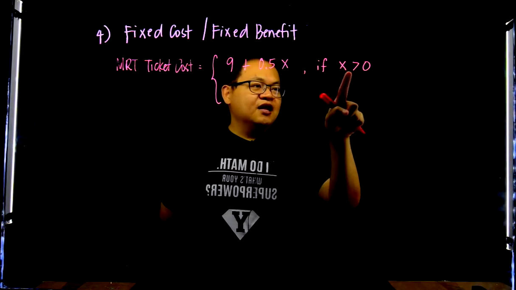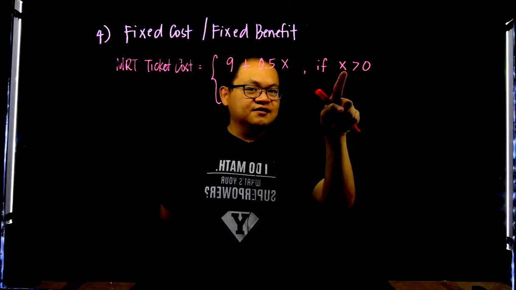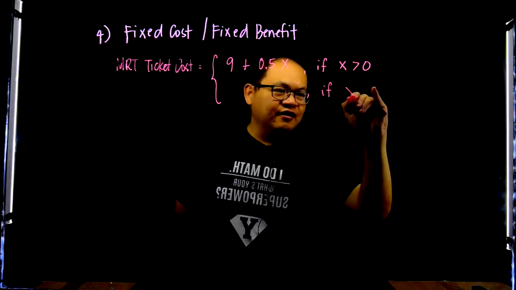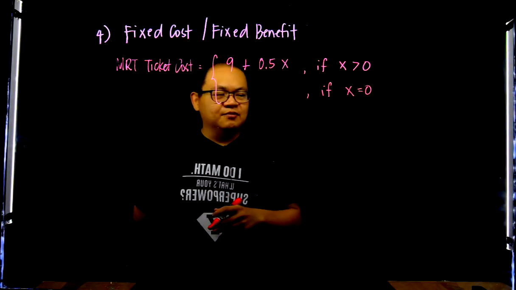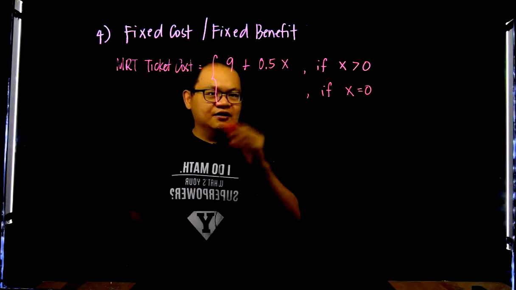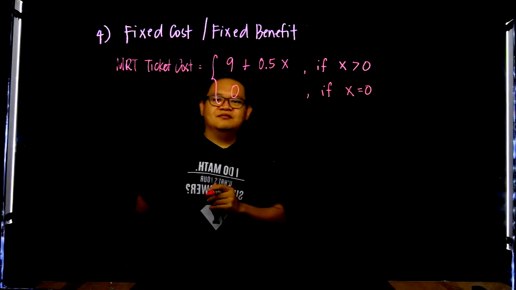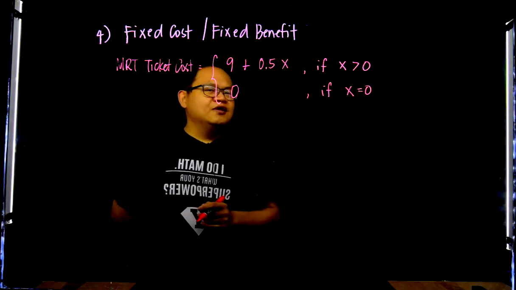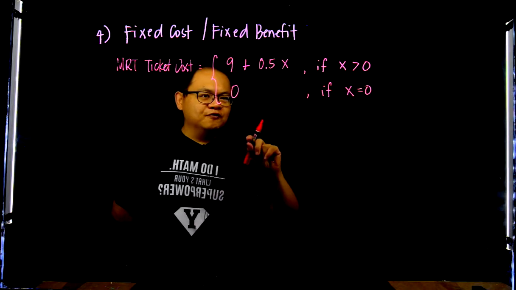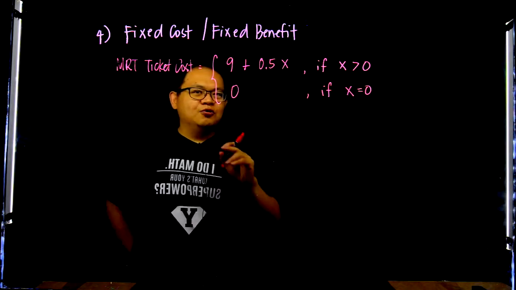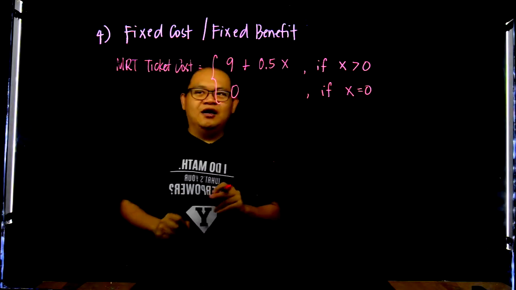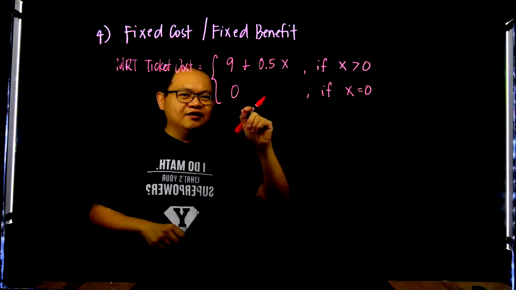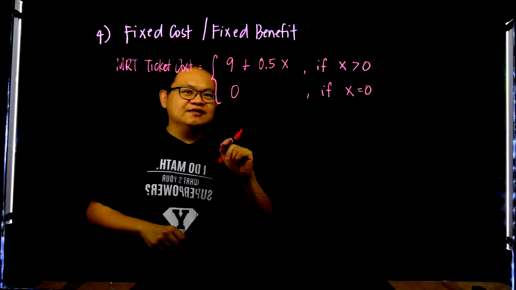Mathematically, you are riding the MRT if x is positive. However, if you are not riding the MRT, and let's say you're taking some other form of transportation, then obviously your MRT ticket cost is 0. Now, how do we use the concept of an on-off switch in order to linearize this MRT ticket cost function? What do we have to turn on and off in this case?